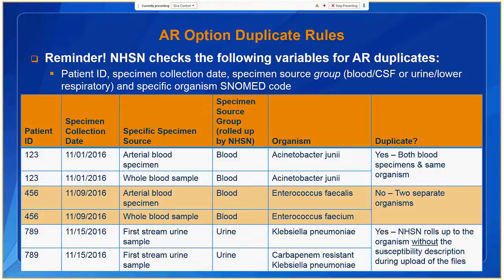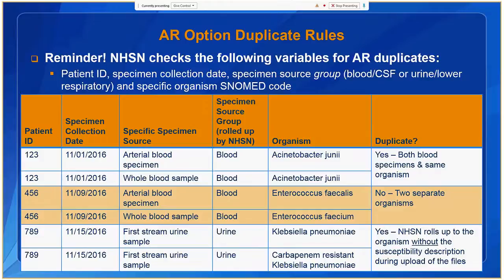For the next example, patient ID 456, the middle 2 rows in yellow. Again, the patient had 2 separate specimens collected on the same day. One specimen, again, was an arterial blood specimen, and the other was classified as a whole blood specimen, so 2 separate SNOMED codes. Both, however, get rolled up to the blood specimen source group. However, this time, the patient had 2 separate organisms, 2 different types of Enterococcus, identified in those specimens. Therefore, they are not duplicates. They are 2 separate organisms, so both could be reported into NHSN.